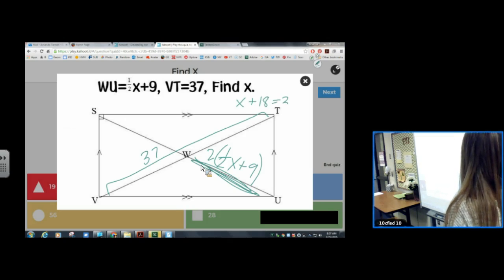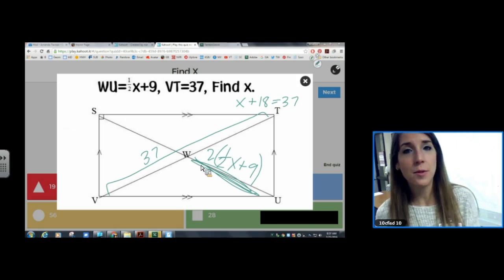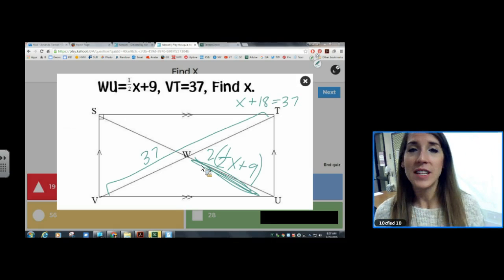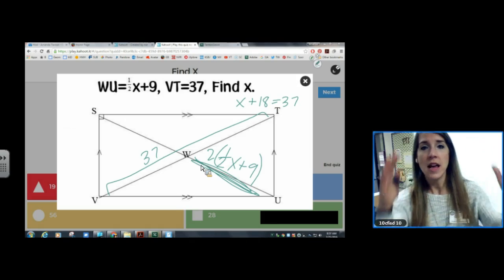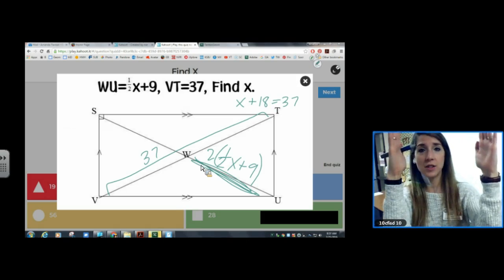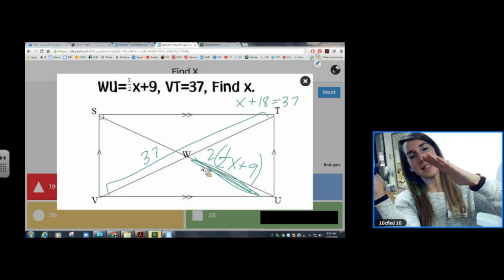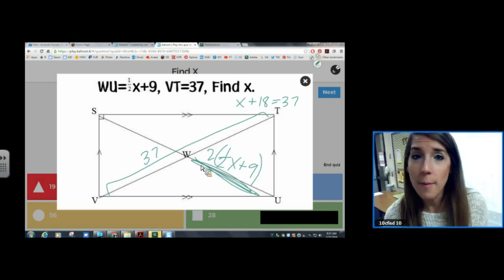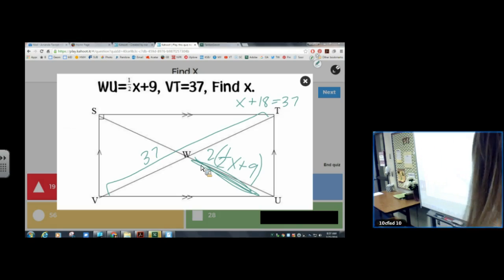And that equals 37. And the reason we're allowed to set those equal is because in a rectangle, the diagonals are congruent. Remember, if your shape has good posture, rectangle and square, your diagonals are congruent. If your shape is slouching, parallelogram and rhombus, your diagonals are not congruent. Okay, I'm not going to solve that.